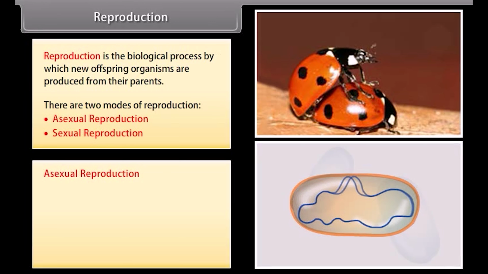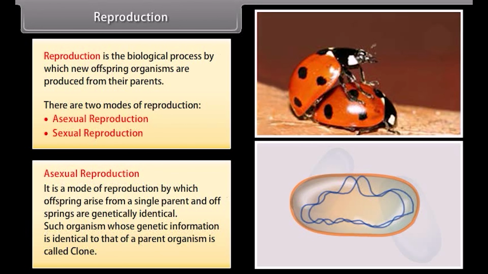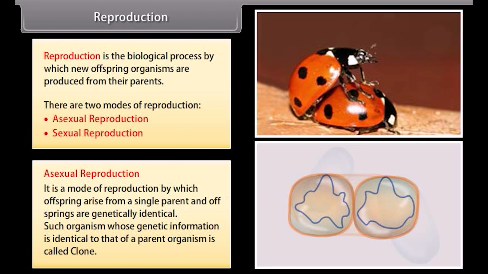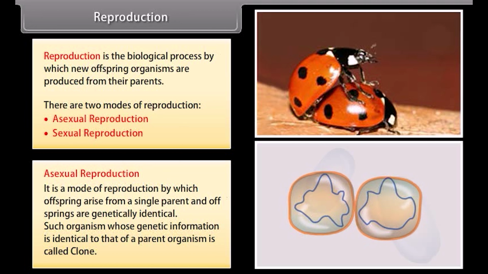Asexual reproduction. It is the mode of reproduction by which offspring arises from a single parent and offsprings are genetically identical. Such organisms whose genetic information is identical to that of a parent organism are called clones.